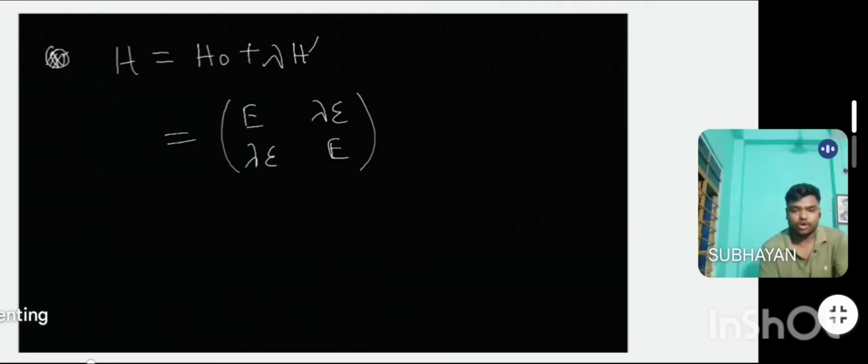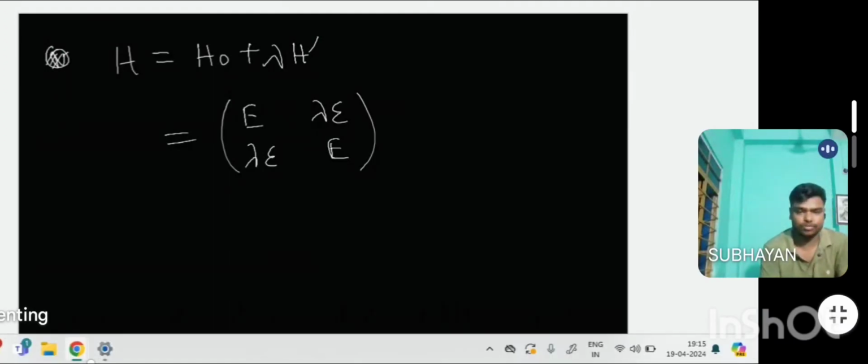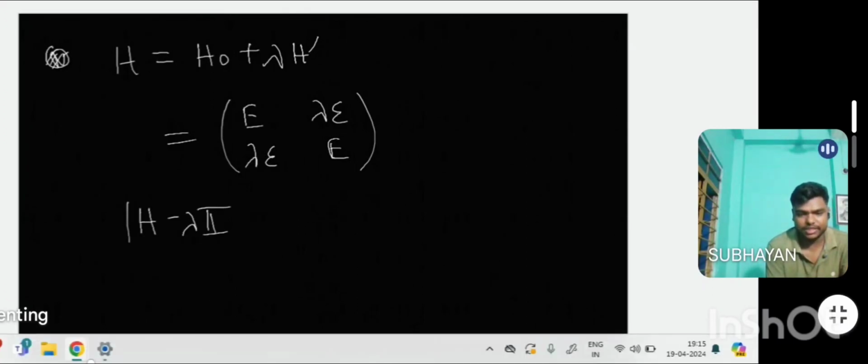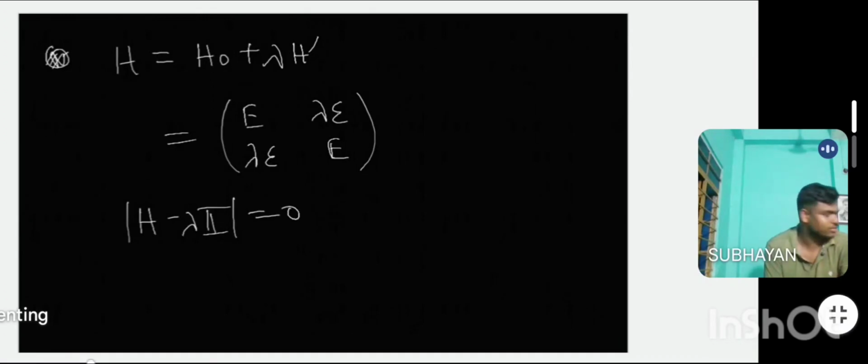If you put the matrix form here, the original form of H naught and H prime, then you can find the eigenvalue of this matrix. Okay, what is the eigenvalue of this matrix? The determinant of H minus lambda I is equal to 0.